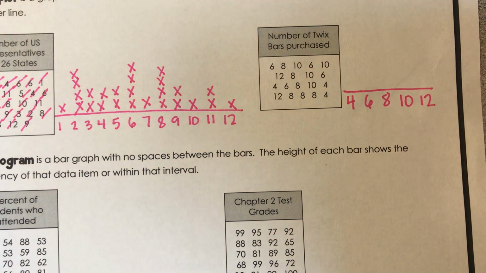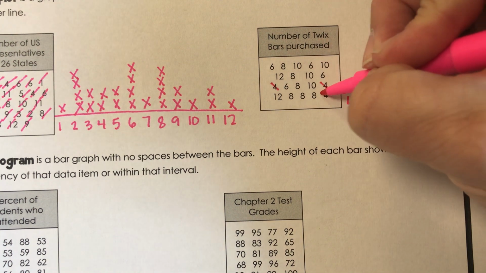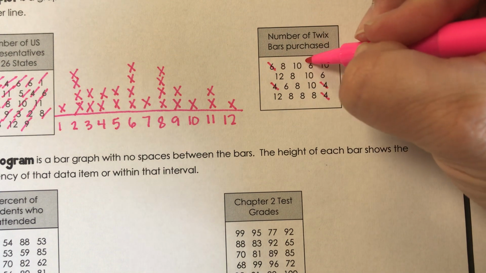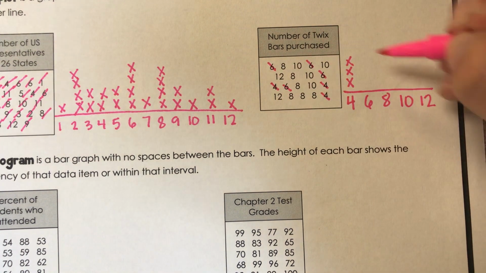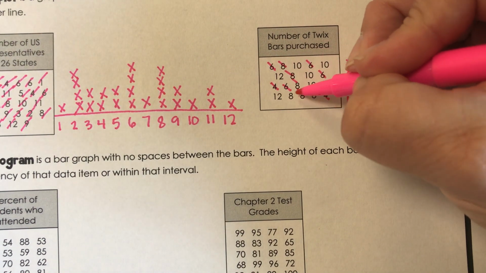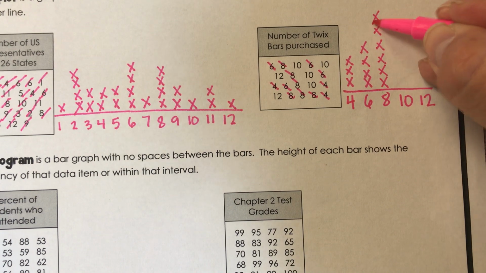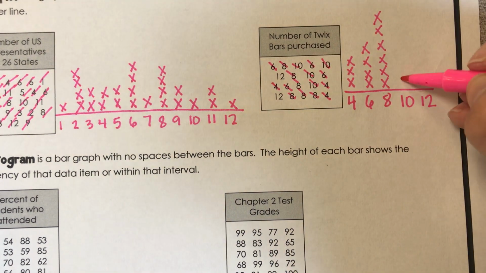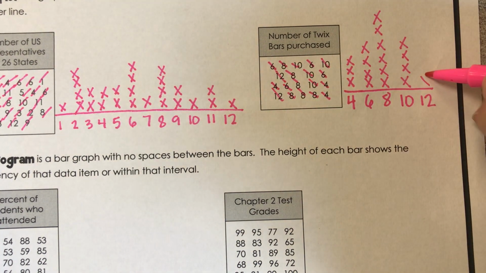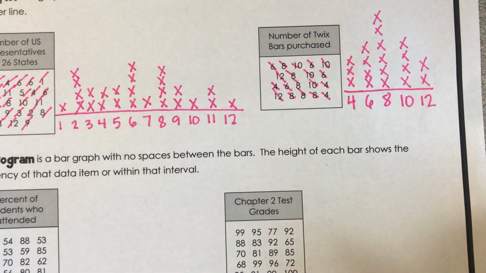So on my top row, or you can do it like we did up here if you prefer, I'm going to say, well, there's 1, 2, 3 4s. And then 6, there's 1, 2, 3, 4. For 8, I have 6. For 10, 1, 2, 3, 4. And then 12, 1, 2. And I've crossed through all of them, and there we go.